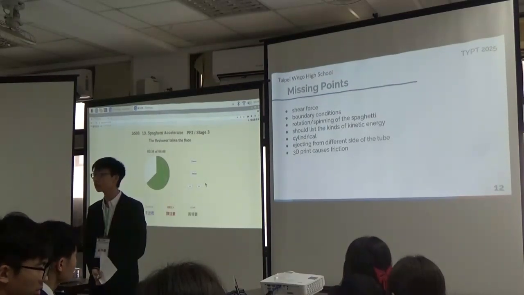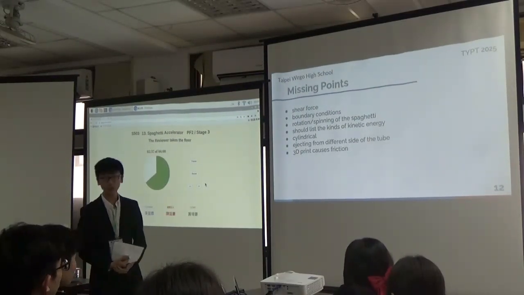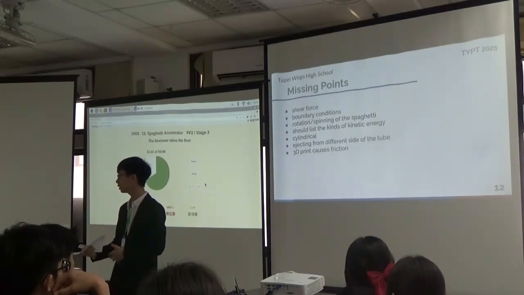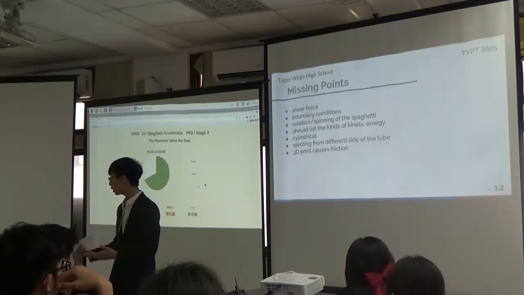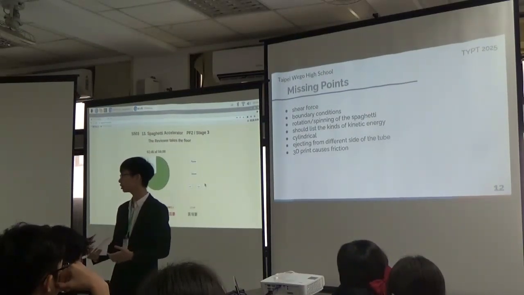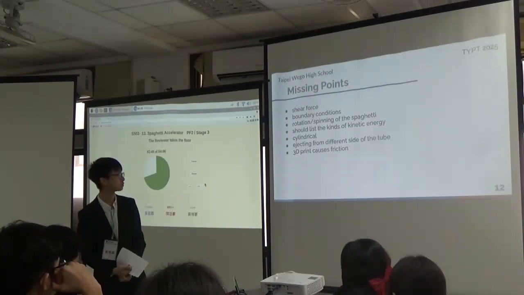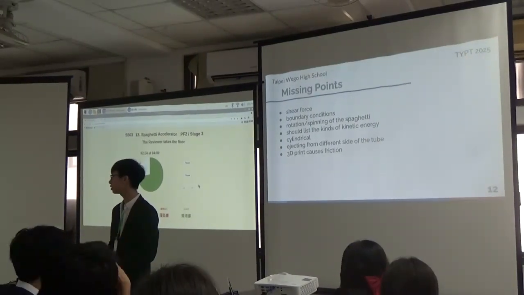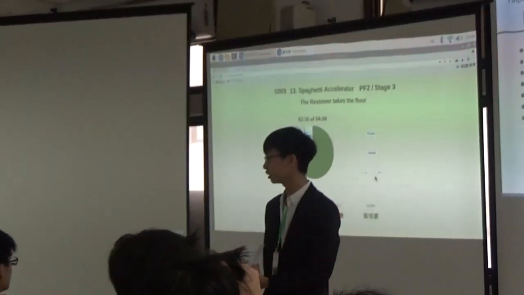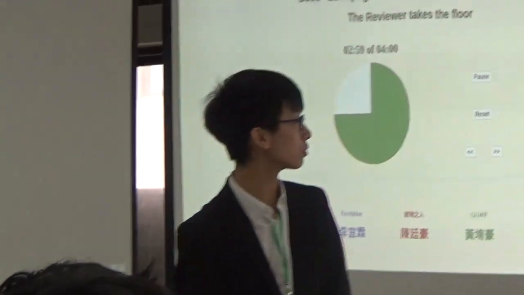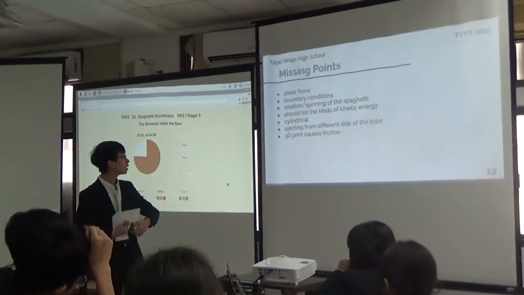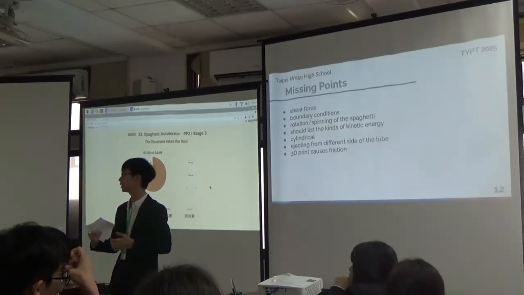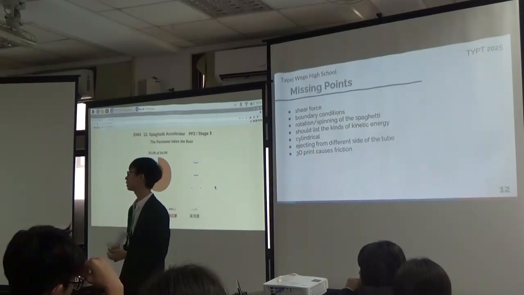Here are some missing points that the reviewer would like to suggest. The first one is shear force. Because from the observation, we can see that there's clearly vibration between the spaghettis. This vibration will cause shear force, which will also affect the kinetic energy. And I know you mentioned the boundary conditions, but you failed to define specifically under certain conditions what spaghetti launches. And as I talked about, the rotation and spinning of the spaghetti will definitely affect the kinetic energy, and you need to list out all the kinetic energies in your experimental formulas.